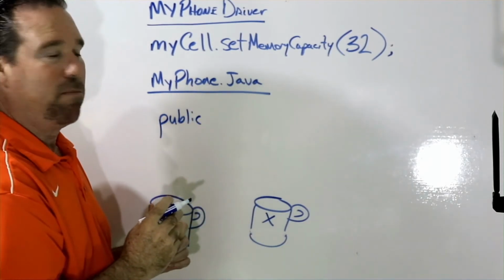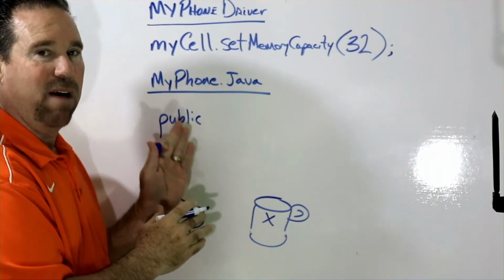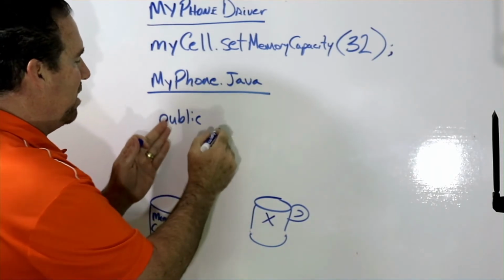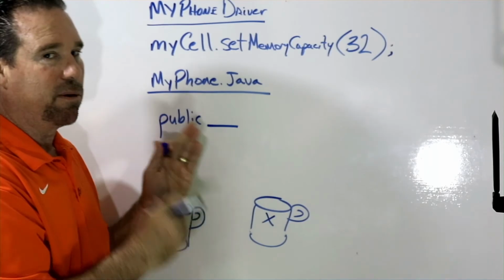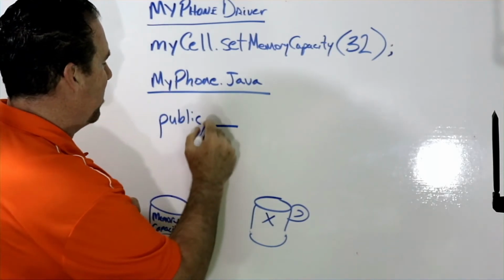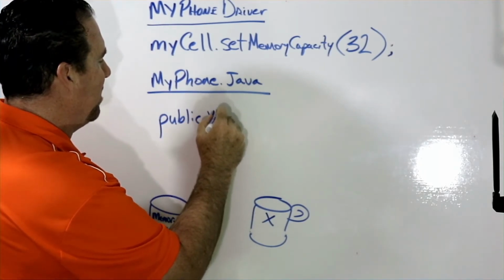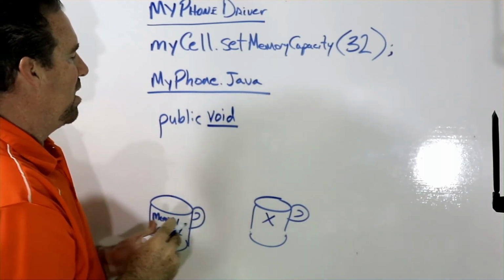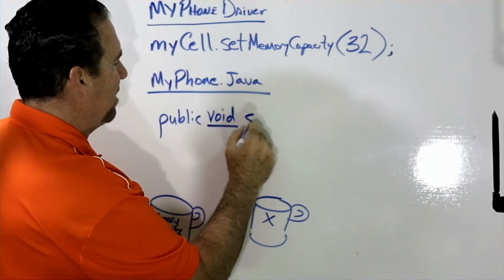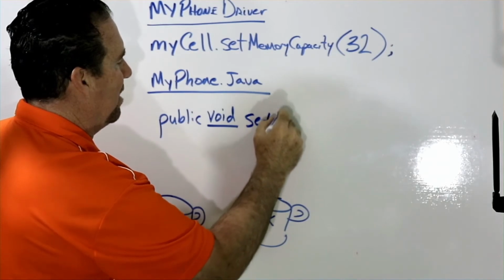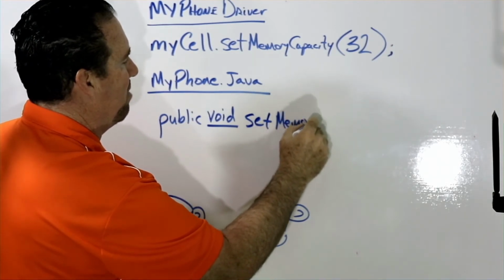I don't have to say what type it is. Remember, only this next line goes for return types. If I'm going to return something. I'm just going to set something. So if I'm not going to return anything, I use the word void. All right, and then I'm going to say set memory capacity.